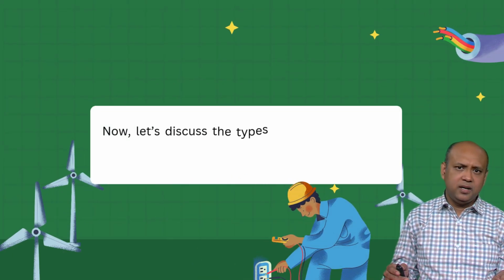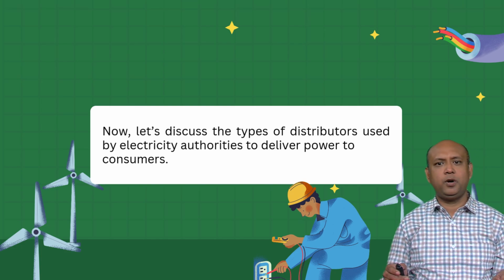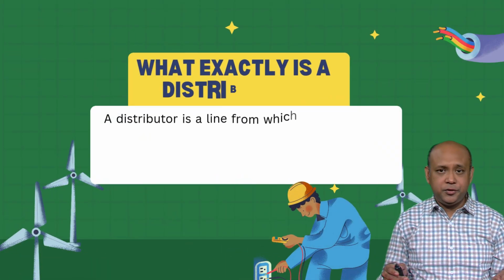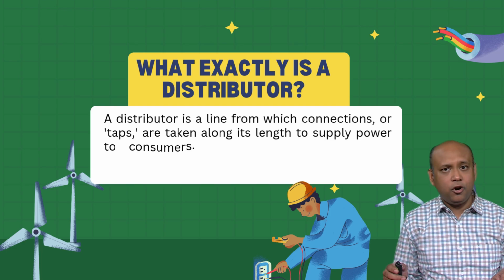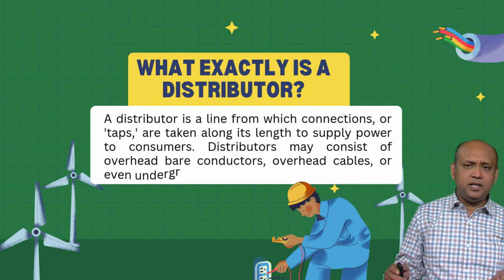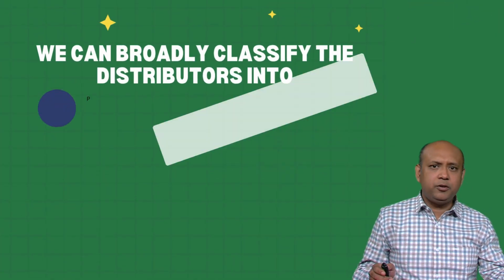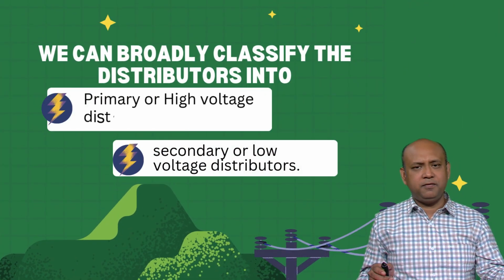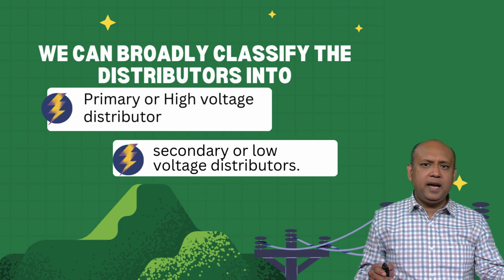Now let's discuss the types of distributors used by electricity authorities to deliver power to the consumers. First, what exactly is a distributor? A distributor is a line from which connections or taps are taken all along its length to supply power to consumers. Distributors may consist of overhead bare conductors, overhead cables, or even underground cables. We can broadly classify the distributors into primary or high voltage distributors and secondary or low voltage distributors.